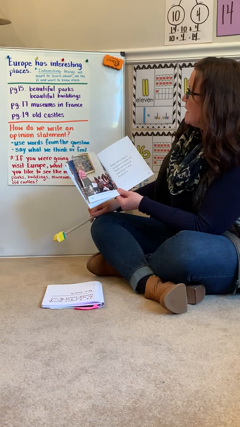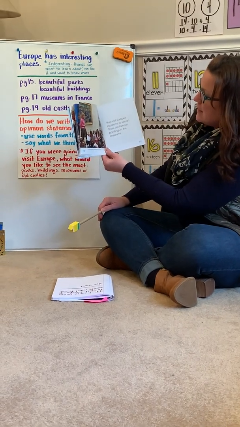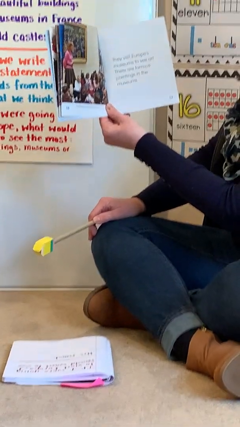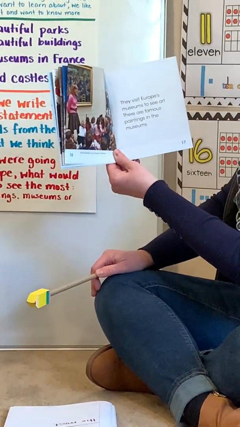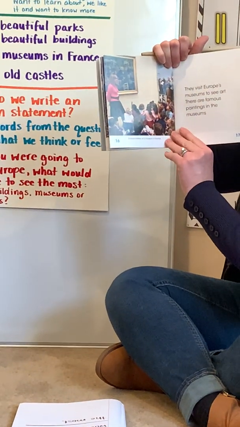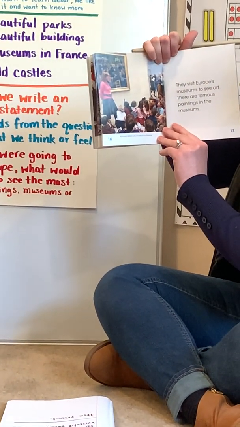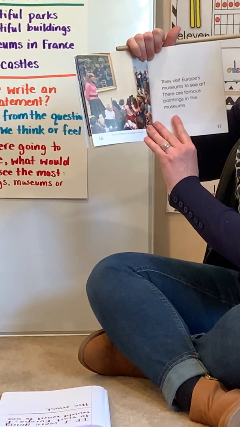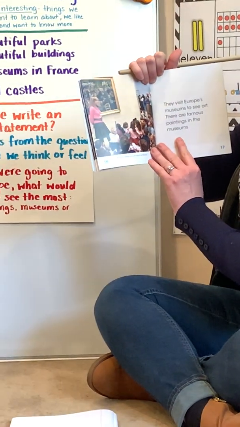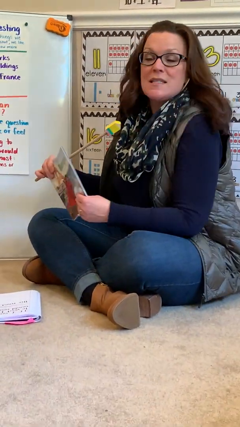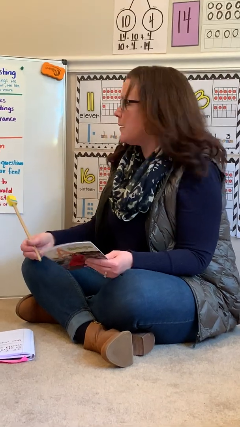On page 17, she proves her point by saying they visit Europe's museums to see art. There are famous paintings in the museums. And you can see this group of children on a field trip, and they look very interested, friends. They're all checking out this beautiful painting behind this person at the museum. That is interesting, friends. That's another interesting place in Europe.